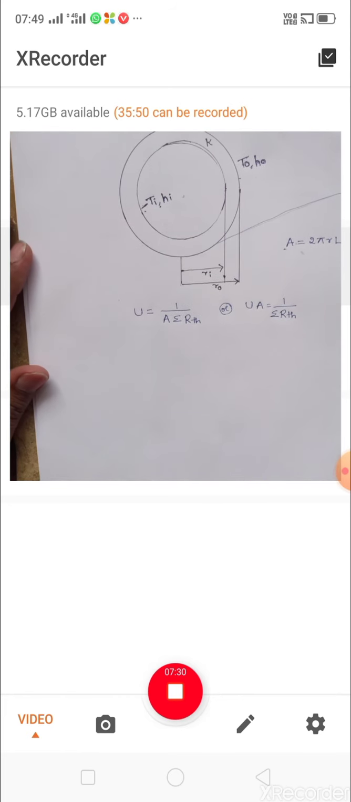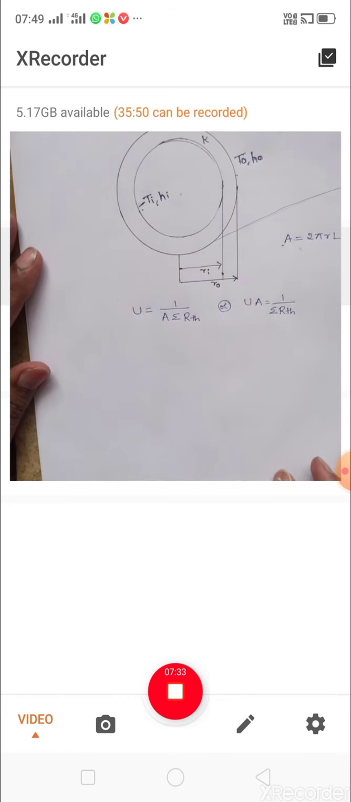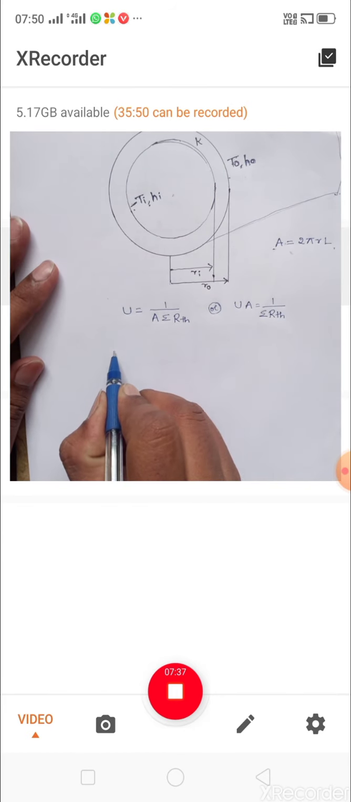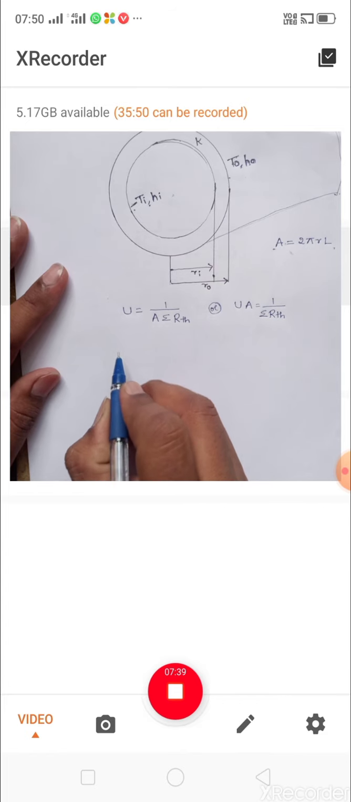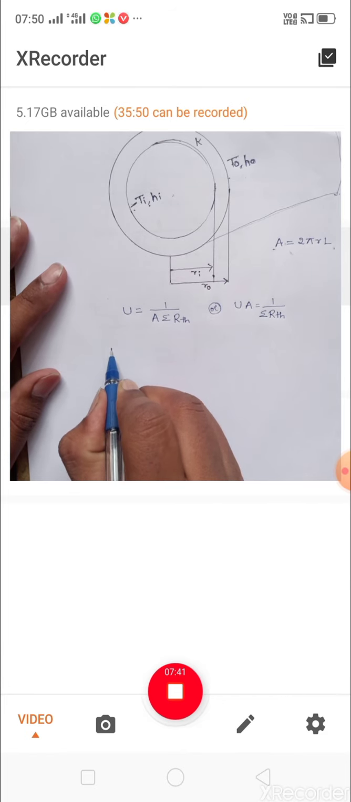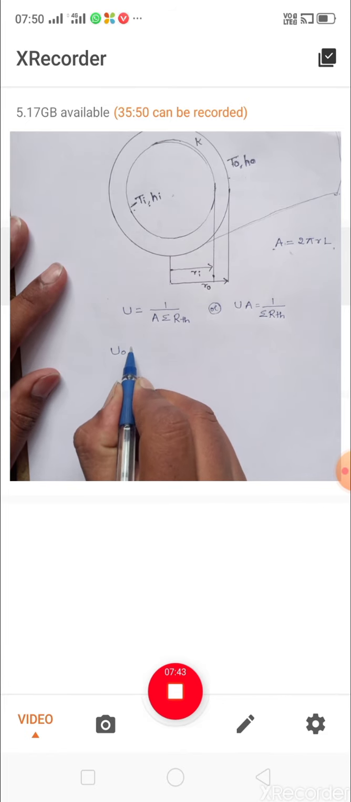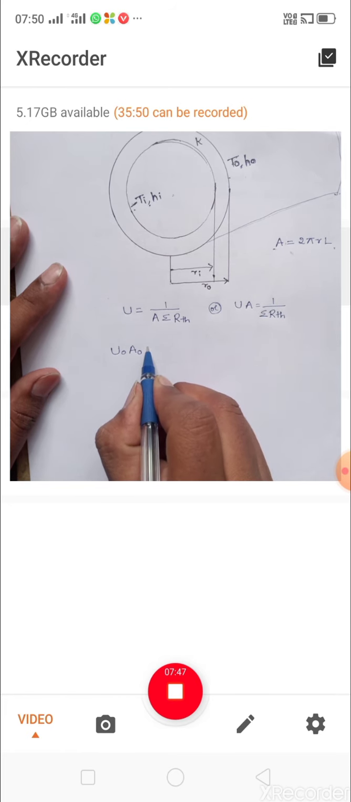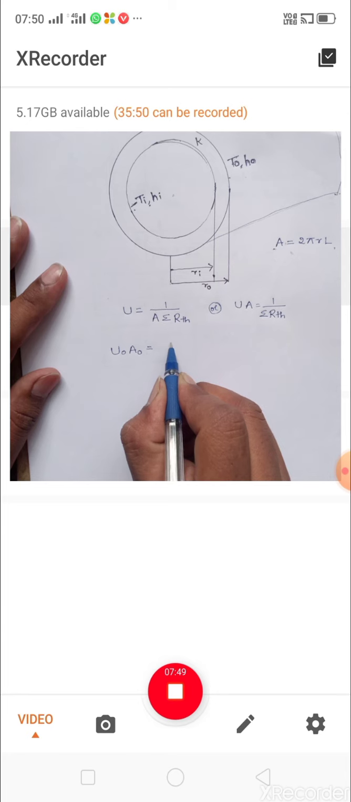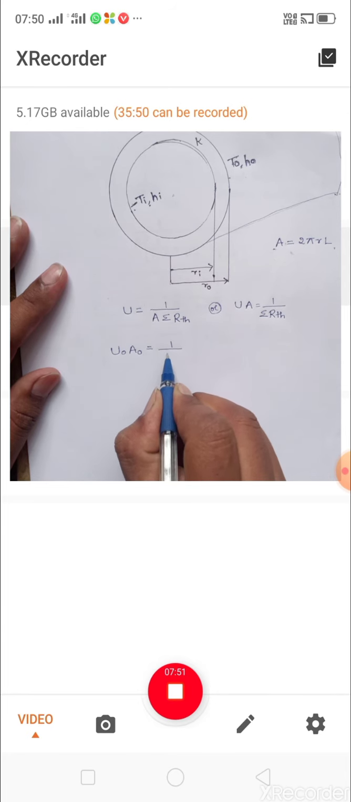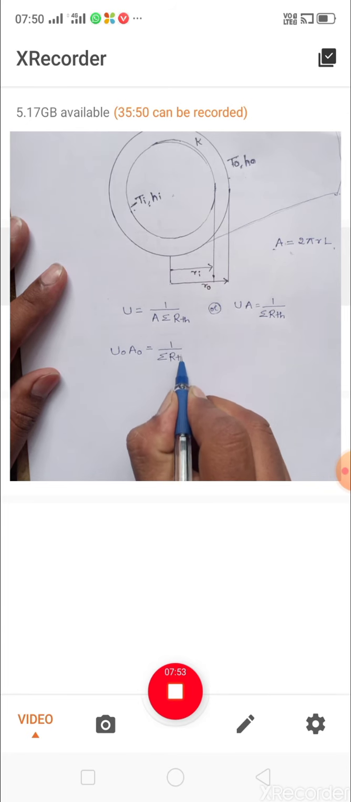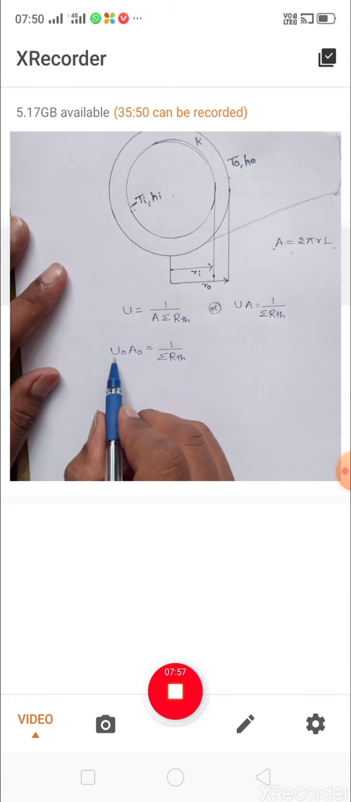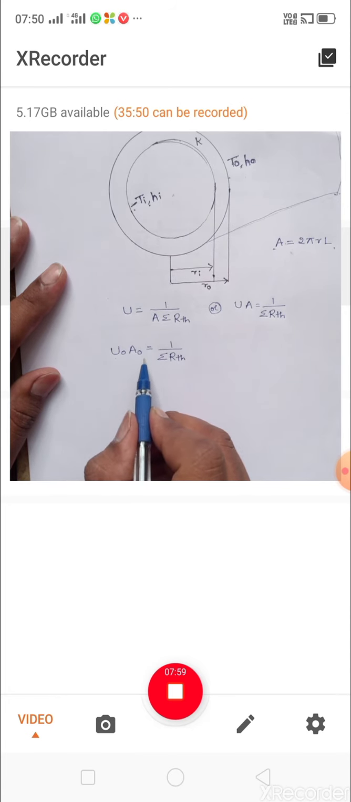Now, if we want to write the overall heat transfer coefficient for both the inside area of the cylinder and the outside area of the cylinder, how will we write this equation? U naught into A naught is equal to 1 divided by sigma of thermal resistance. So this is the overall heat transfer coefficient based on the outer area of the cylinder.